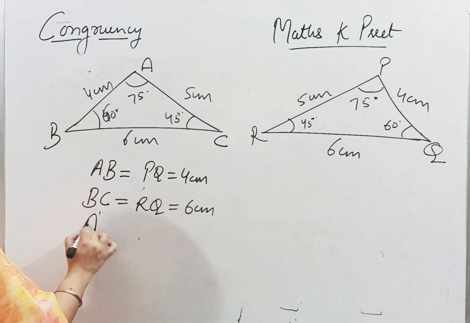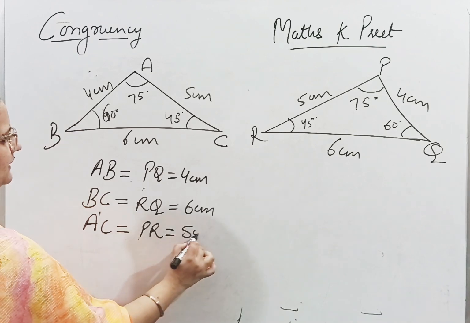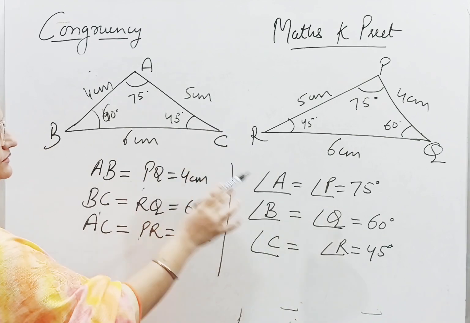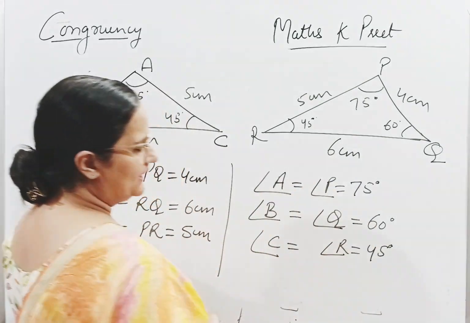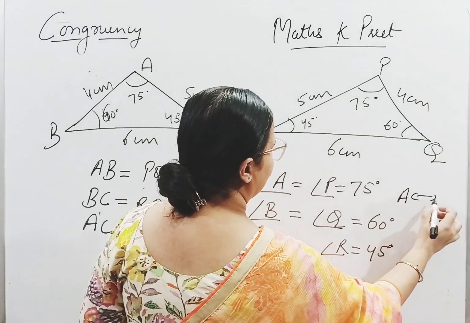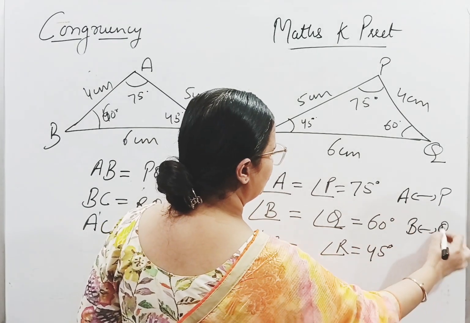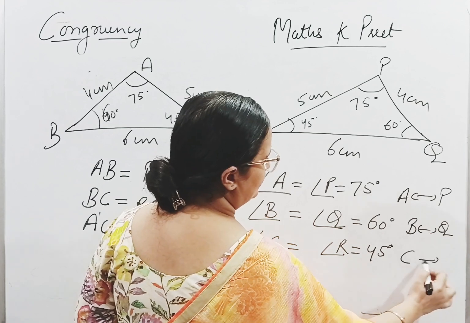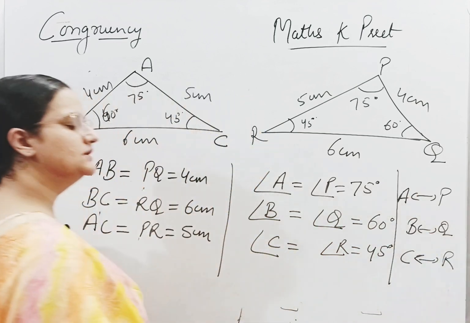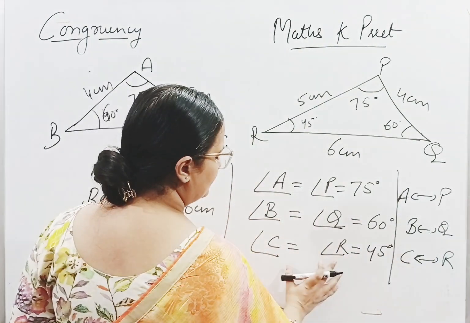Then AC is equal to PR, which is equal to 5 centimeter in both the triangles. Next, angles are clearly given to us. One can write the equal angles as such. Now from here we are getting A is corresponding to P, vertex B is corresponding to Q in the second triangle, and vertex C is corresponding to vertex R in the second triangle. So this is the correspondence of vertices I am getting from the angles.